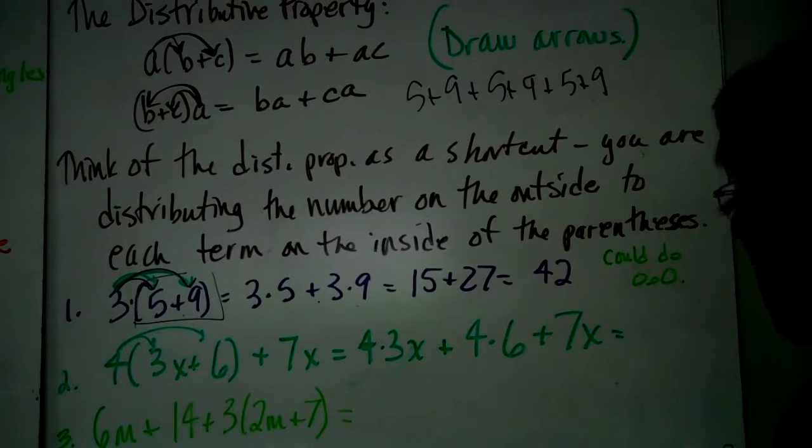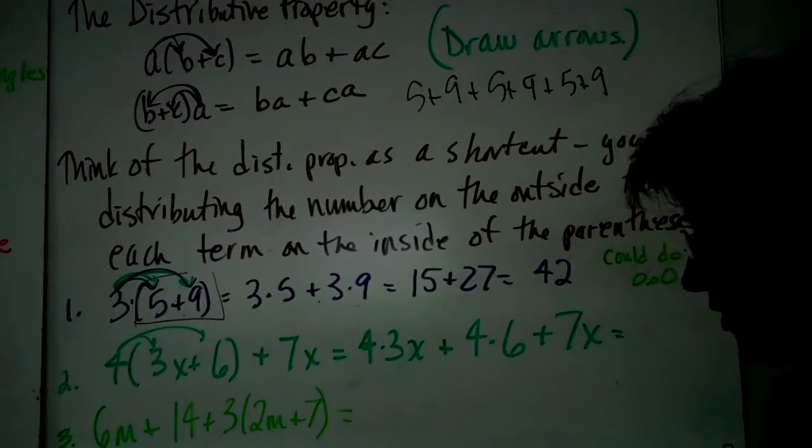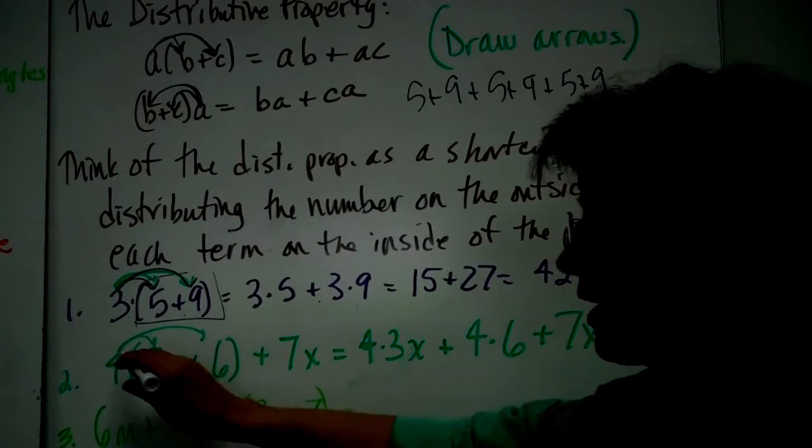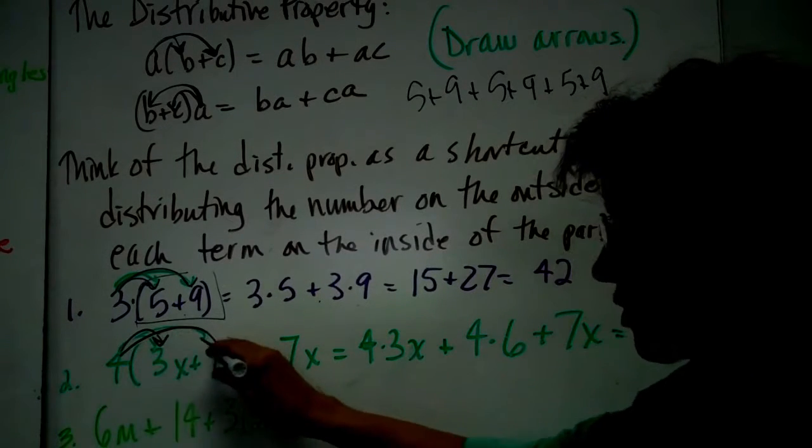Now let's do one where we have to use the distributive property. We can't do the order of operations. So I draw my arrows. I do 4 times the 3x, and then 4 times the 6.